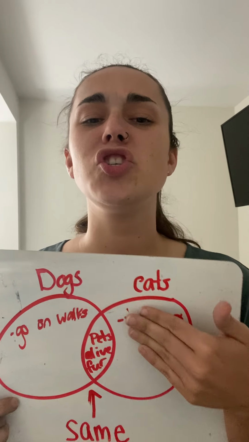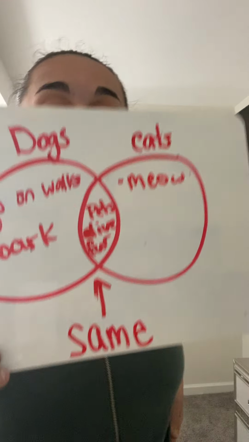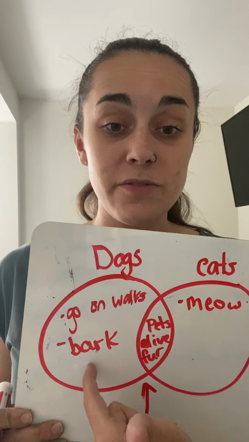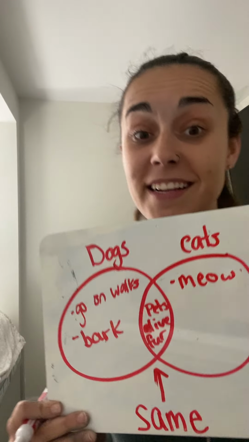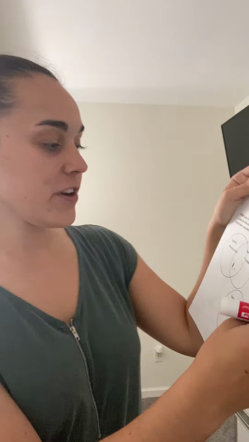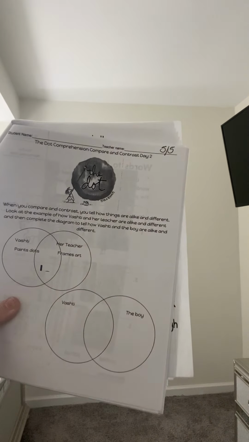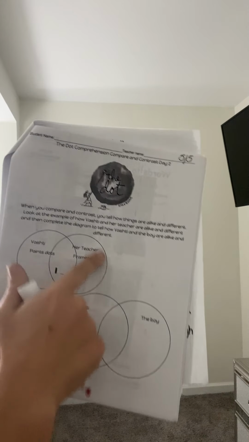Let's think of something that's just cats do. They meow. Good. What sound do they make? They meow. And dogs, they bark. So I can put that over there. So something that only cats do, they meow. Something only dogs do, they bark. Now these are all the things they both do. So for example, we need to compare and contrast this story, The Dot, and how they are alike and different. So here's your example, right?